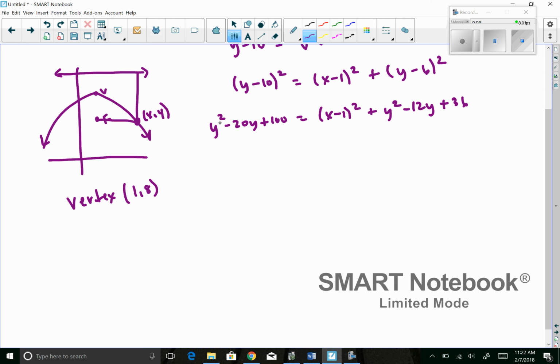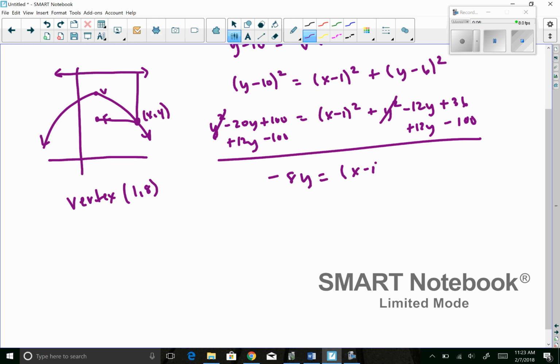Now, if you did all this right, the y squared should be the same on both sides, which means algebraically they cancel. My goal then is to get y by itself. So if I add 12y to the other side and subtract 100 back this way, I wind up getting negative 8y is equal to x minus 1 squared minus 64. Divide everything by negative 8. And we get y equals negative 1/8 (x minus 1) squared plus 8.